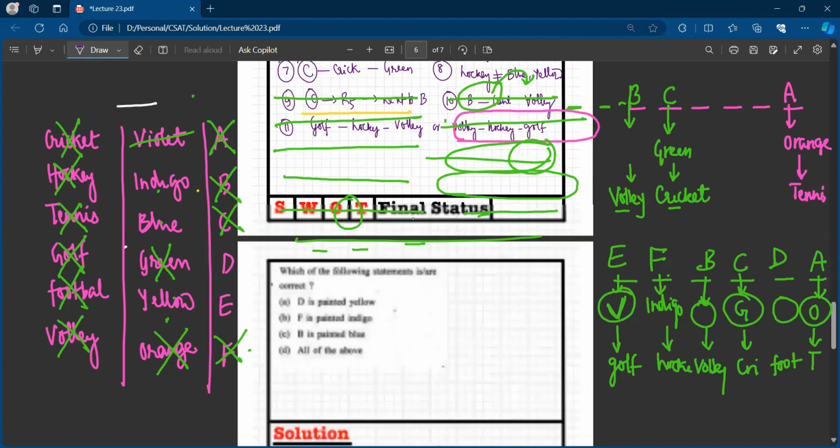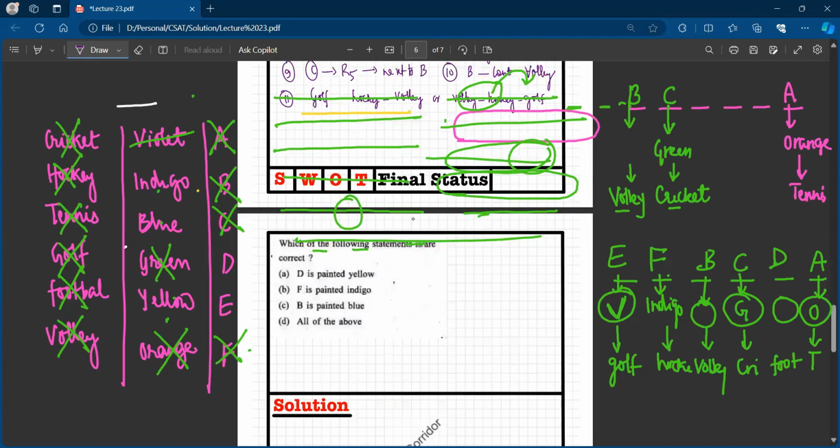Coming to the next question. Which of the statements are correct? D is painted yellow. Check the codes. D is painted yellow. No, we don't have any idea about it. Wrong. F is painted indigo. Correct.